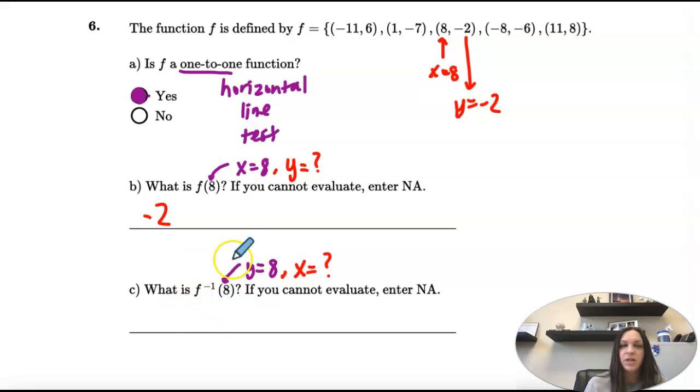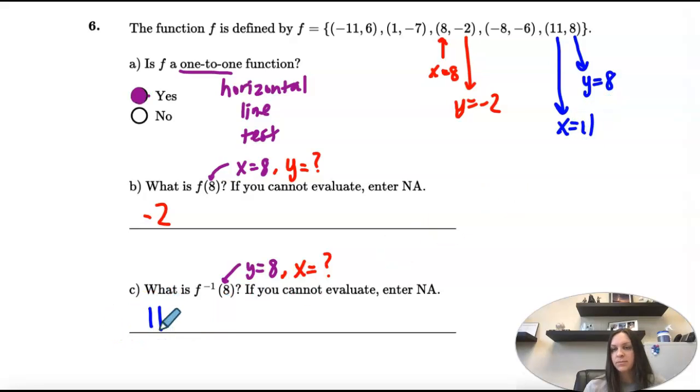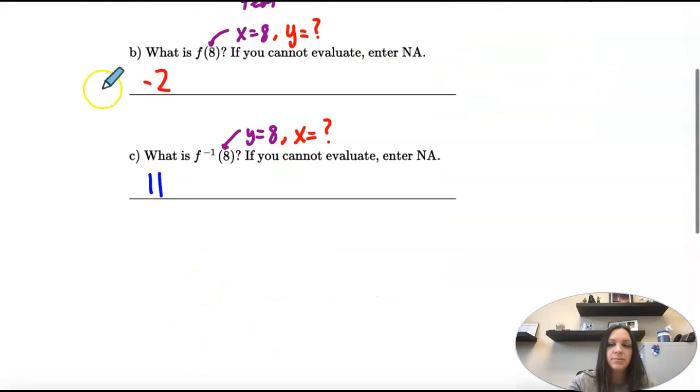Okay, inverse notation, y equals 8. So I'm going to go through my points and look for y equals 8 right here. What's the x value? What's the pair that goes with that? And that's the answer. So remember, you're just looking for the xy pair. And that's it.